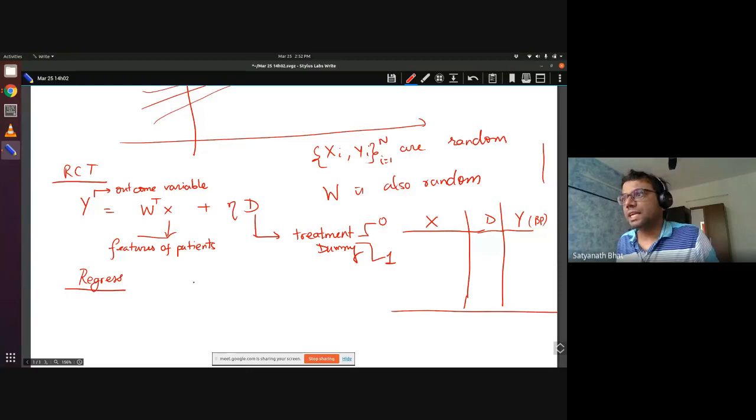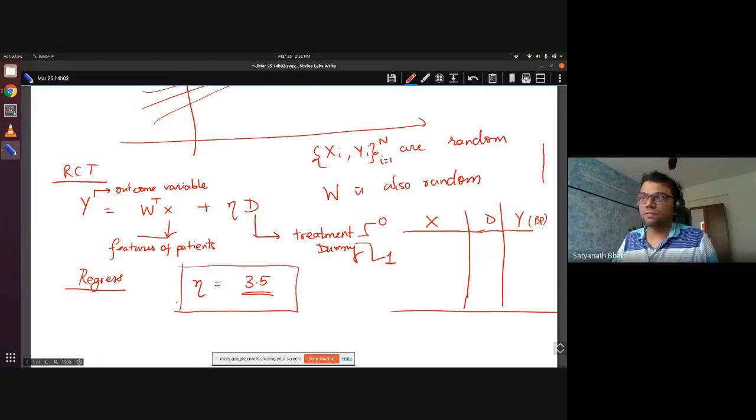What you will get is eta will now be either positive or negative. So let us say eta is equal to 3.5. Let us say we want to increase y. So now eta has turned out to be 3.5. So what do you think? Can we say this drug is useful, or what can we say?